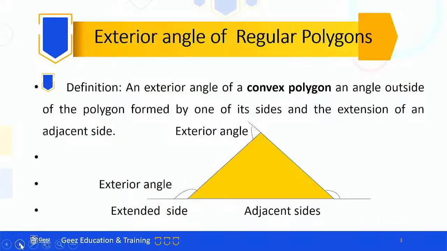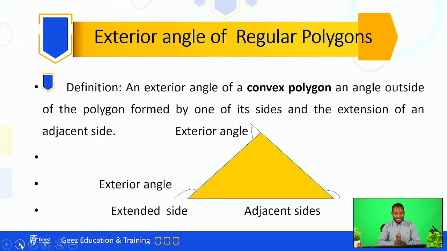So to determine that, let me define how to form the exterior angle of a polygon. The definition says an exterior angle of a convex polygon is an angle outside of the polygon formed by one of the sides of the polygon and the extension of the adjacent side. Now look, this is the adjacent side of the angle. Then if you extend it over here, you will form an angle called an exterior angle.